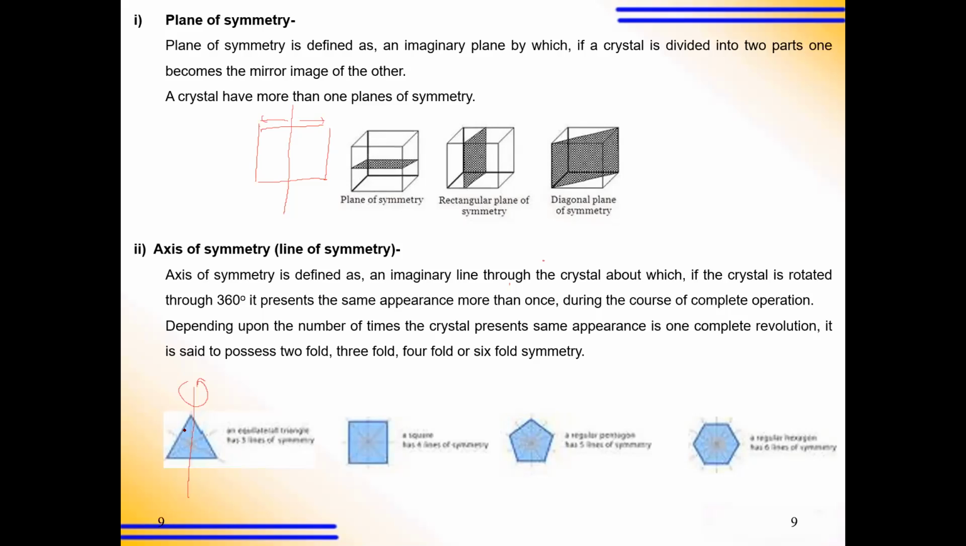if one face, while rotating, comes more than once, more than one time, in one complete rotation, that is called the axis of symmetry. What do we call it? Axis of symmetry. Okay. So in this way, we can define the axis of symmetry, right?